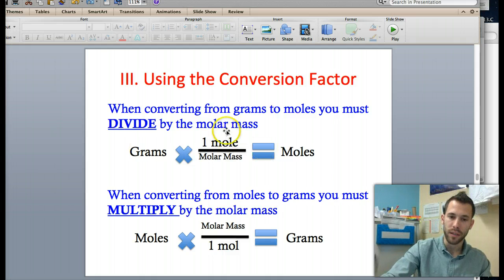The conversion factor is always putting what you want over what you have. So if you have grams and you're trying to find moles, you're going to put 1 mole on top and the number of grams on bottom, because remember, our units for molar mass are grams per mole. Now if you start with moles, you're going to want to put moles on the bottom and molar mass on top, because it's grams per mole. So in one way, you're dividing by the molar mass: if you have grams, you divide by the molar mass. And if you have moles, you're multiplying by the molar mass.